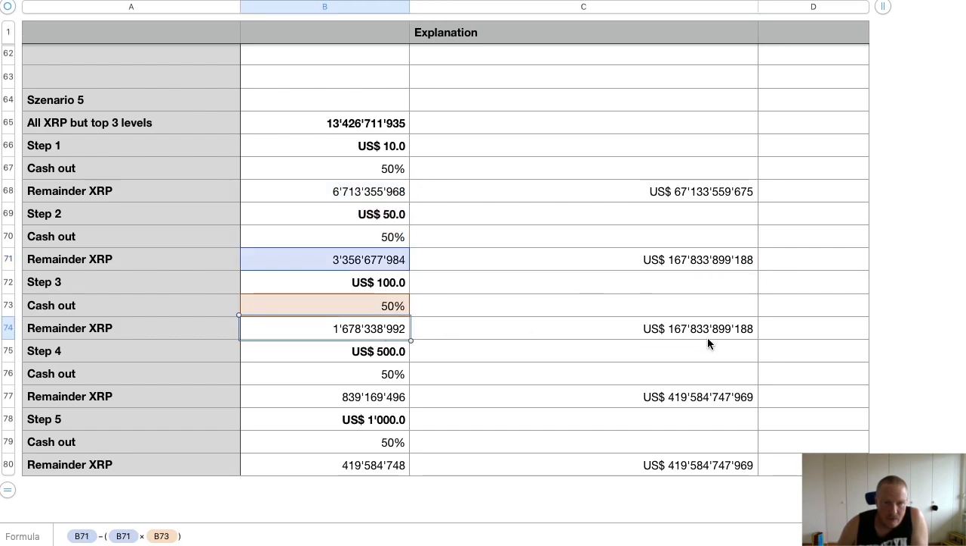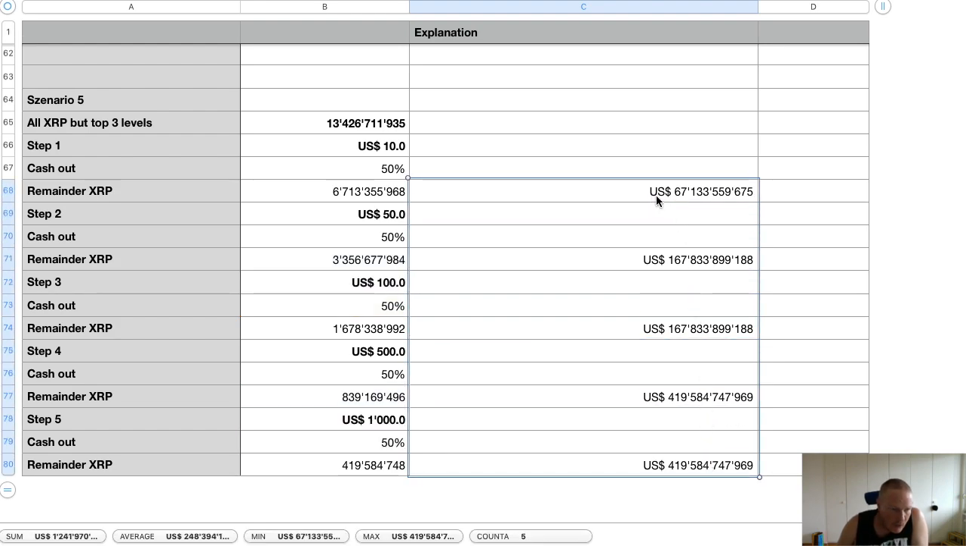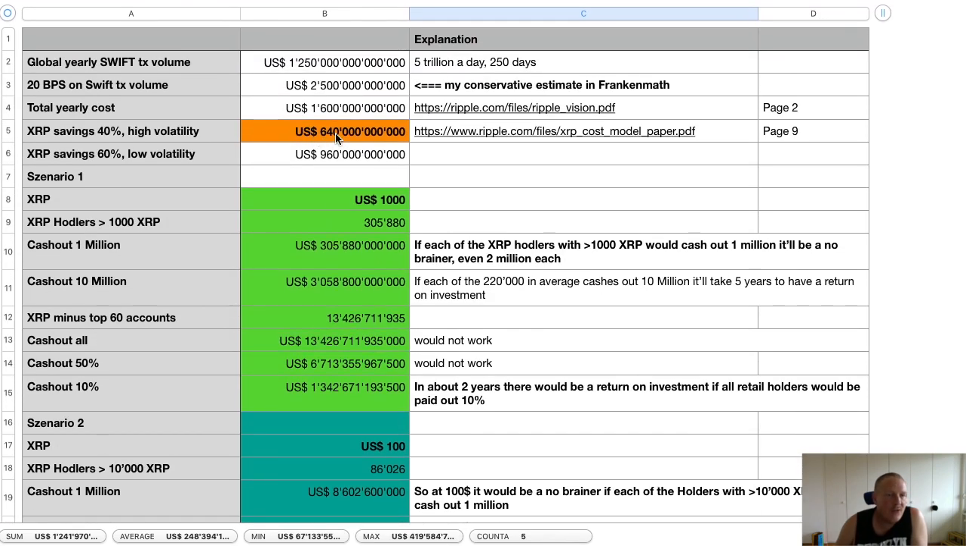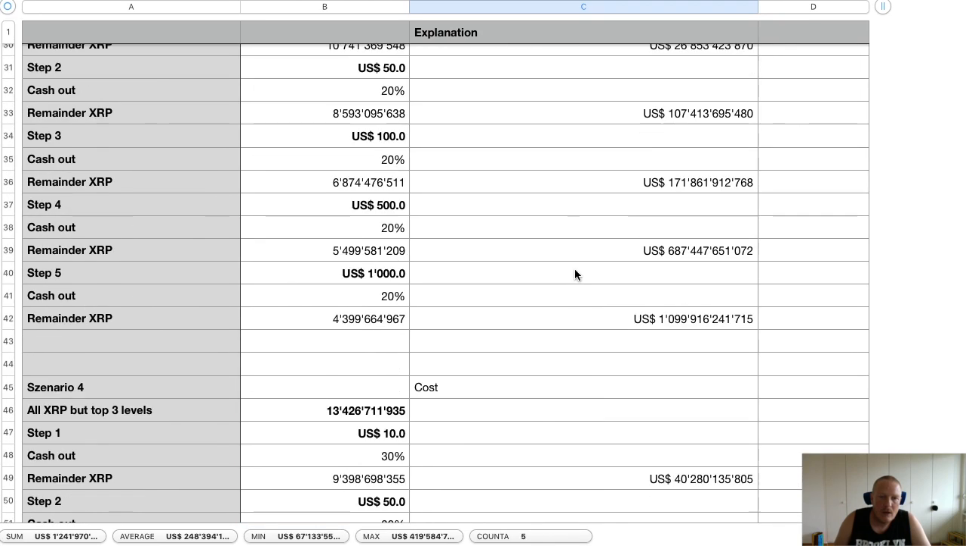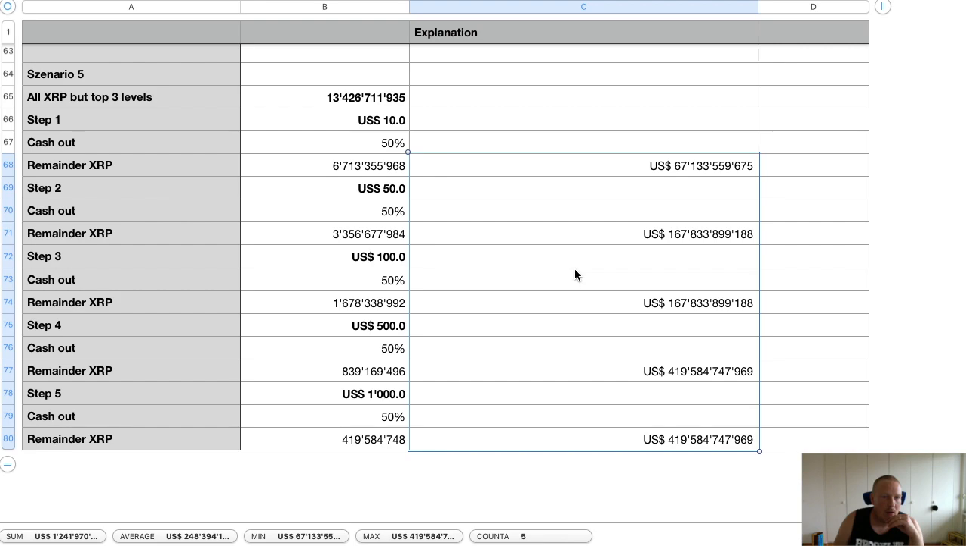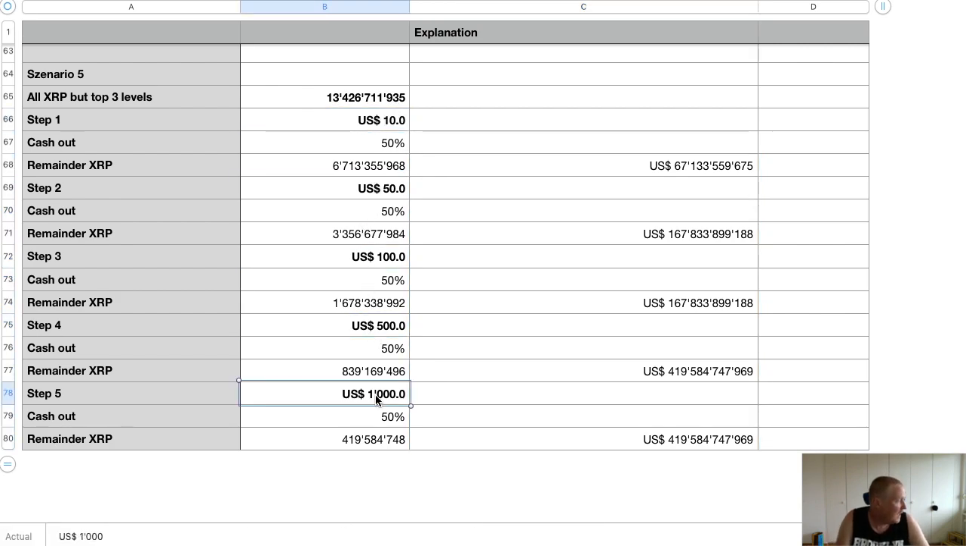At $100, that's actually an interesting figure because it's almost the same. I have to check if, no, it looks correct. That's coincidence, maybe. It's really interesting that these figures are identical. Anyway, so in this example, when we look, it's like 1.2 trillion. If we go back to the cost, that would give a return on investment in about 2 years, and it would make it possible for each XRP holder on every level we reach, at $10, $50, $100, $500, $1,000, to cash out 50% of their XRP.